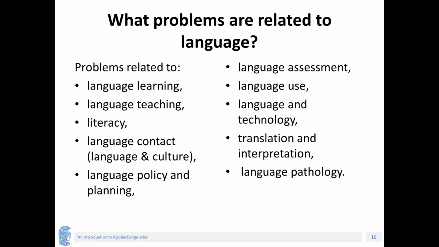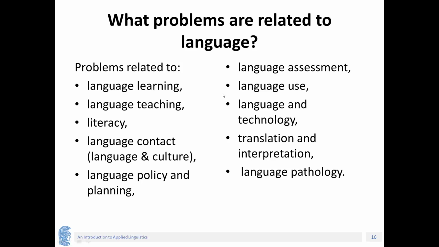Okay, madam. Okay. On this slide, you can see certain problems related to the field of language. We'll see what they are.